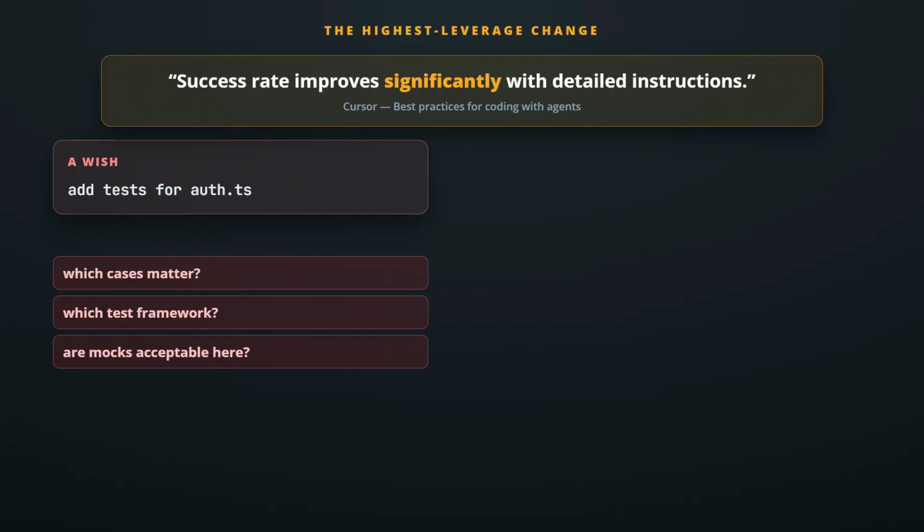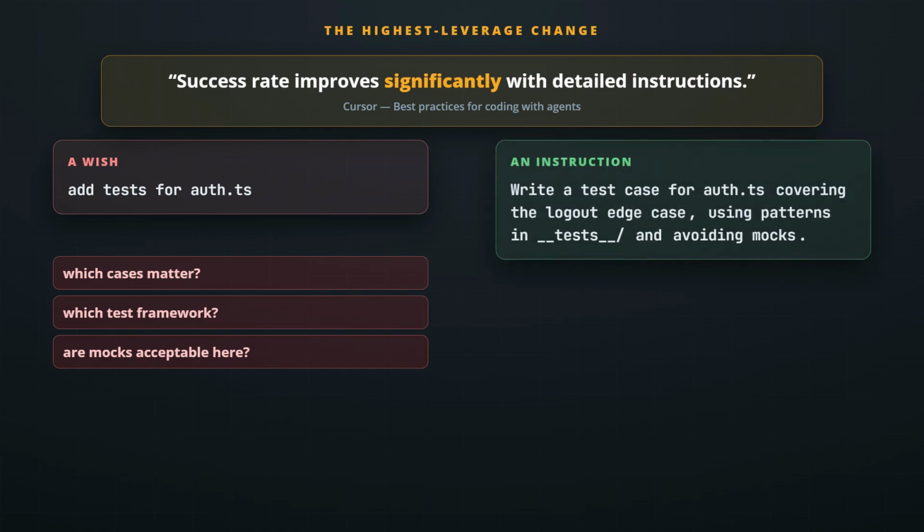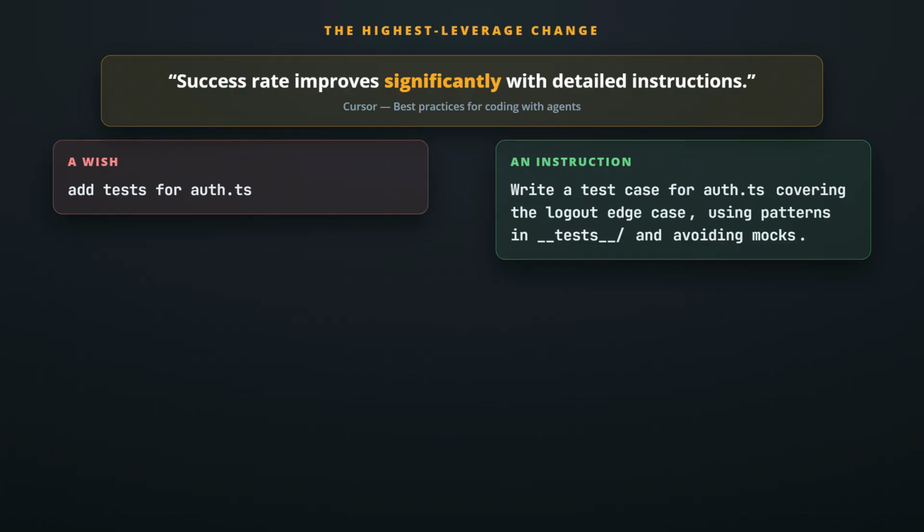Now, the specific version. Write a test case for auth.ts covering the logout edge case, using the patterns in the tests folder and avoiding mocks. Barely longer, but every guess has been removed. And notice what that good prompt is actually carrying, because you can reuse the shape.